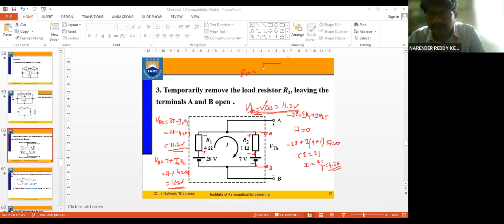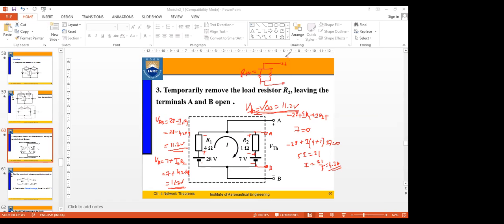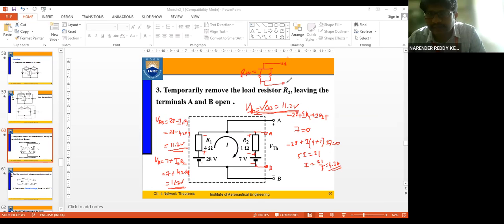RTH is equal to what? What is the equivalent circuit? These two are connected in parallel, right? 1, 2 across AB. This is A, this is B, and I shorted the sources, right? So this will be the equivalent circuit. What is that? 4 and 1. The same resistors which were in series will now become parallel when I'm looking into the circuit from A and B. Why? Because if I have a current flowing in here, it will be divided into two parts. Am I clear with this?